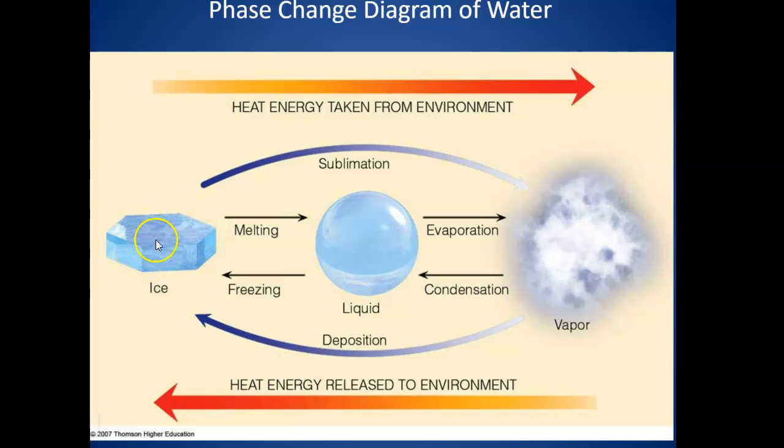Here you have water as ice in its solid form. And as we're adding heat energy to the system here, you can see that it is transitioning from its solid ice version by melting into its liquid version. So melting is a phase change. You have a solid to liquid transition here.